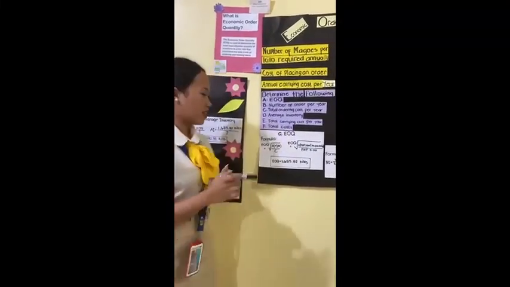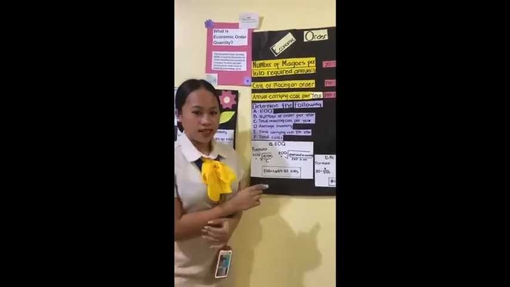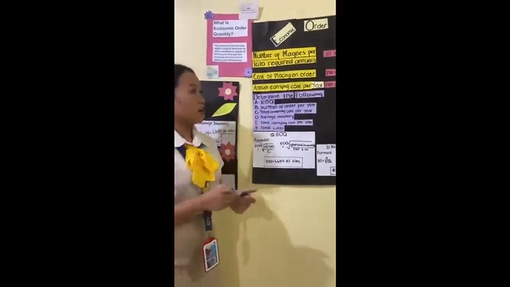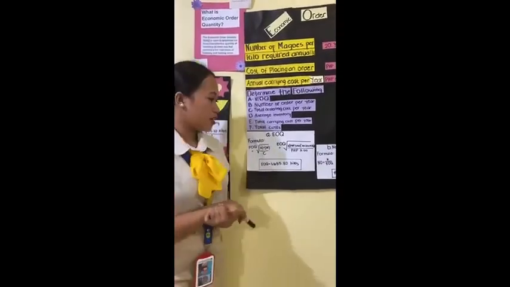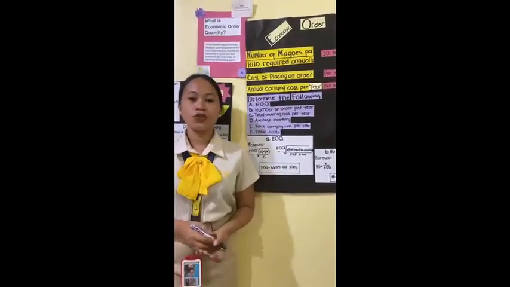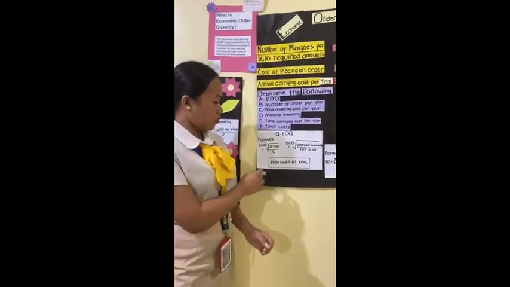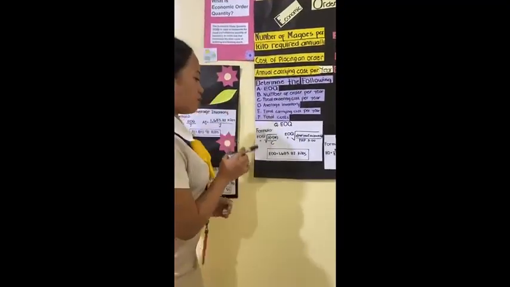The formula is EOQ equals the square root of 2 times O times N divided by C. So EOQ equals the square root of 2 times 350 pesos cost of placing an order times 20,300 kilos of mangoes per year, divided by 5, which is equal to 2,842. So the square root of 2,842 is equal to the EOQ, 1,685.82 kilos.